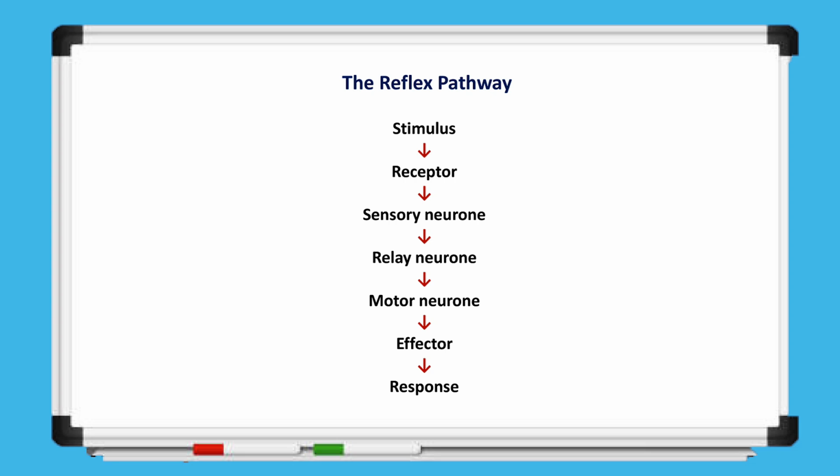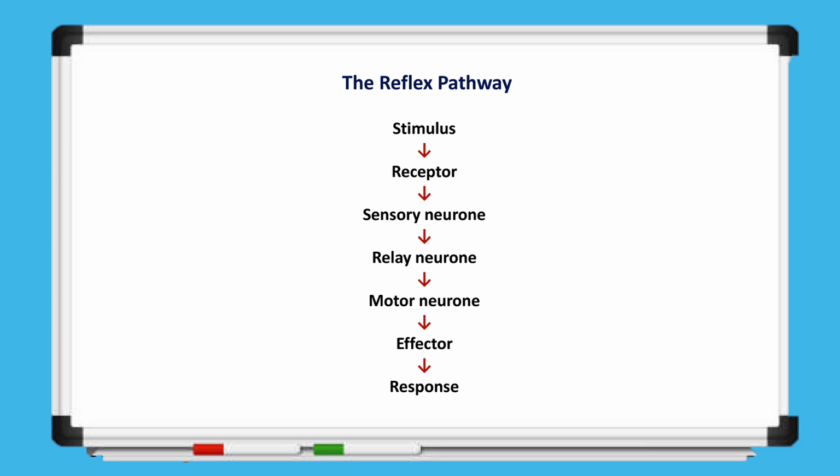The reflex arc is a rapid, automatic, and protective neural pathway that allows the body to respond immediately to a stimulus. It works without conscious thought, bypassing the brain to produce a quick reaction. The pathway follows a specific sequence: stimulus, receptor, sensory neuron, relay neuron, motor neuron, effector, and response. The stimulus is any change in the environment, such as heat, pain, or pressure.